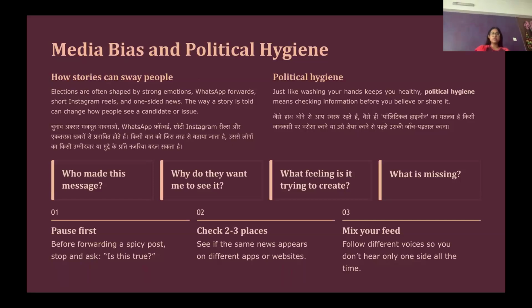It's how stories can sway people. As I had mentioned before, elections are often shaped by very strong emotions. Political parties tend to use this against the people, where they use malinformation, which is when a piece of information is twisted to fit a certain narrative. They use it to sway people to believe something in a certain way. The way a story is told can often change how people perceive a candidate or an issue.